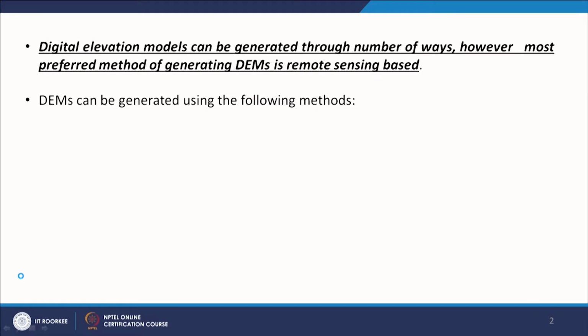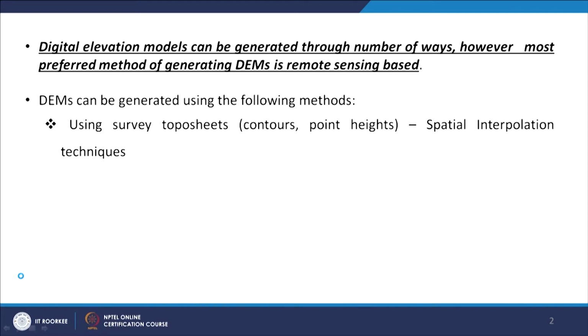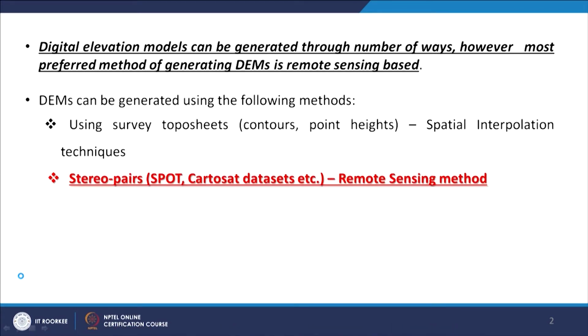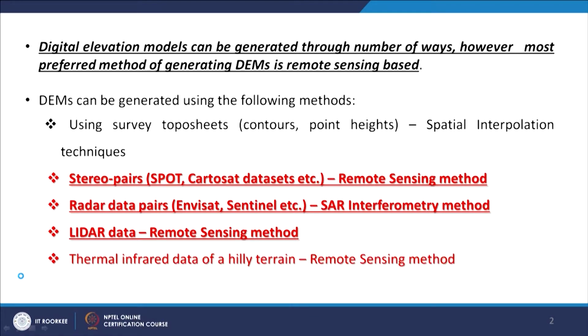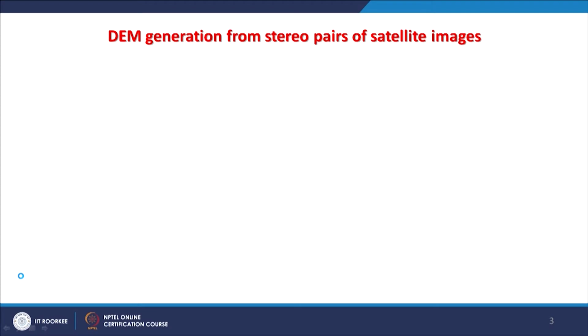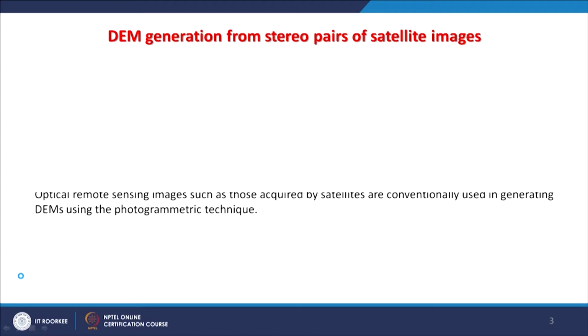As you know, digital elevation models can be generated in various ways. We have already discussed these methods: either stereo pairs, CARTOSAT or other sets, and radar sets. In this particular discussion we will focus mainly on employing radar data, but first, before that, about employing stereo pairs also.